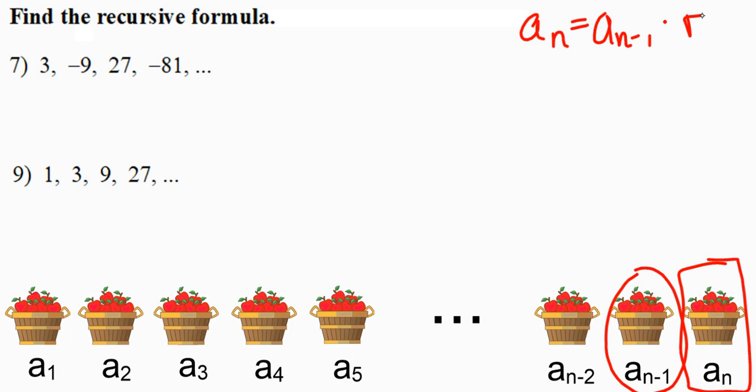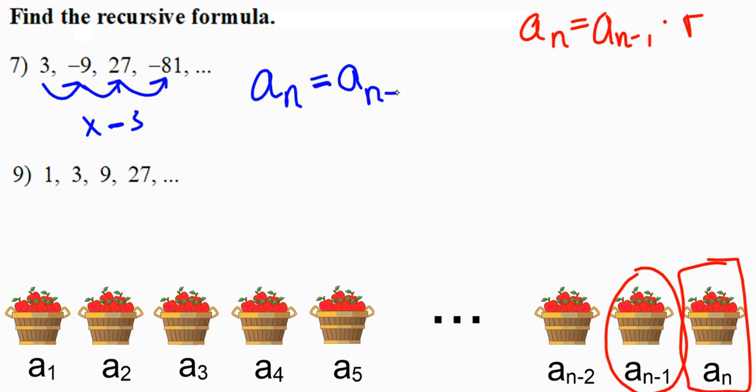So let's just see about this. We need to know that R number. How do we get from number to number? Looks like it's times -3. So that's really all we need here. The nth term is going to be the one right before it, n-1, times -3. That's all you have to do for recursive.